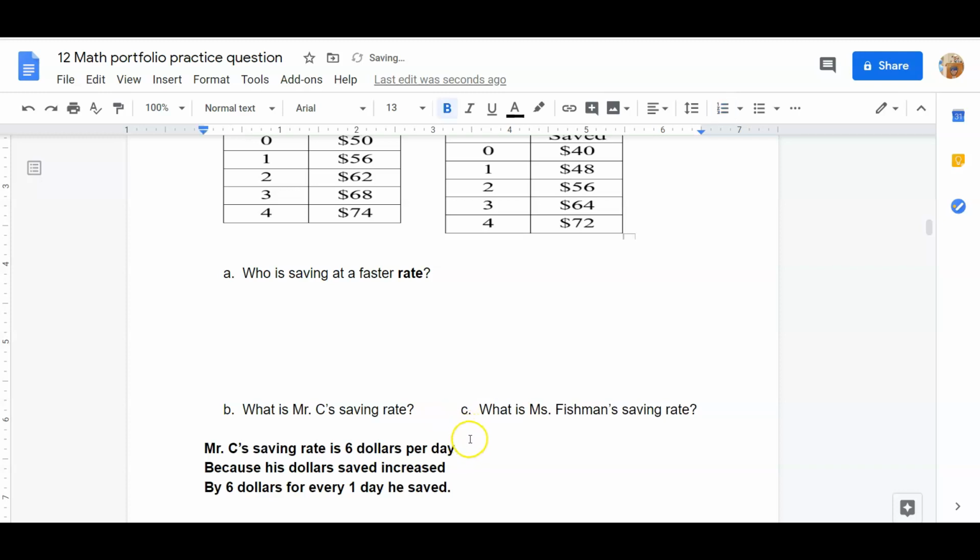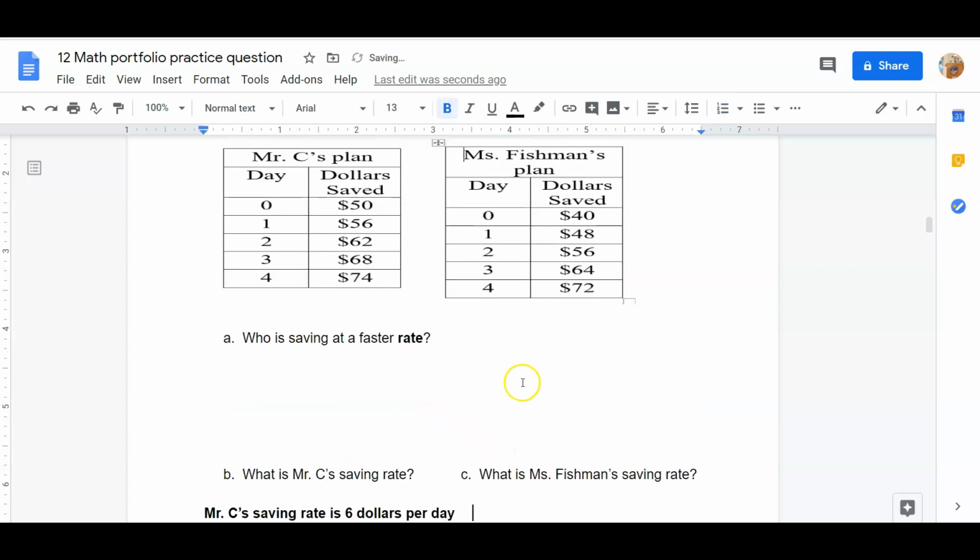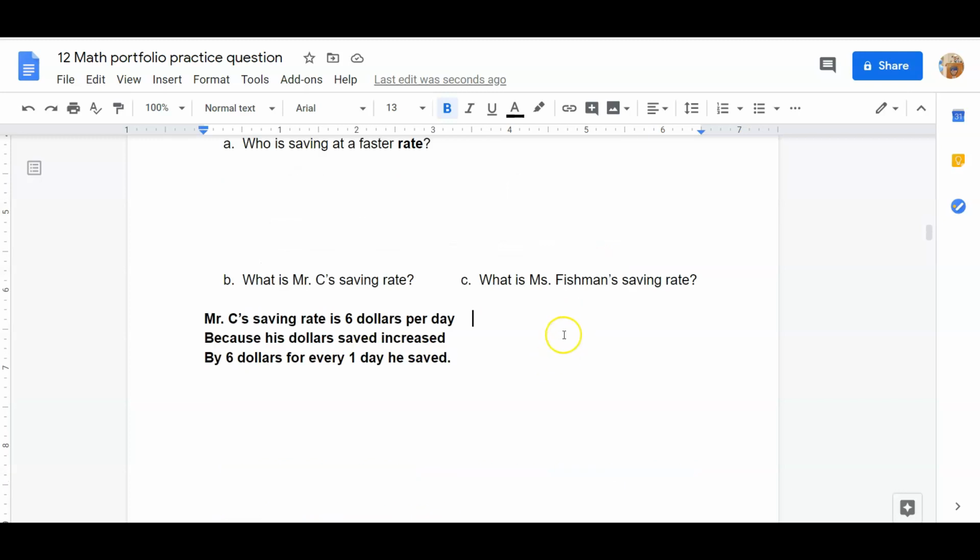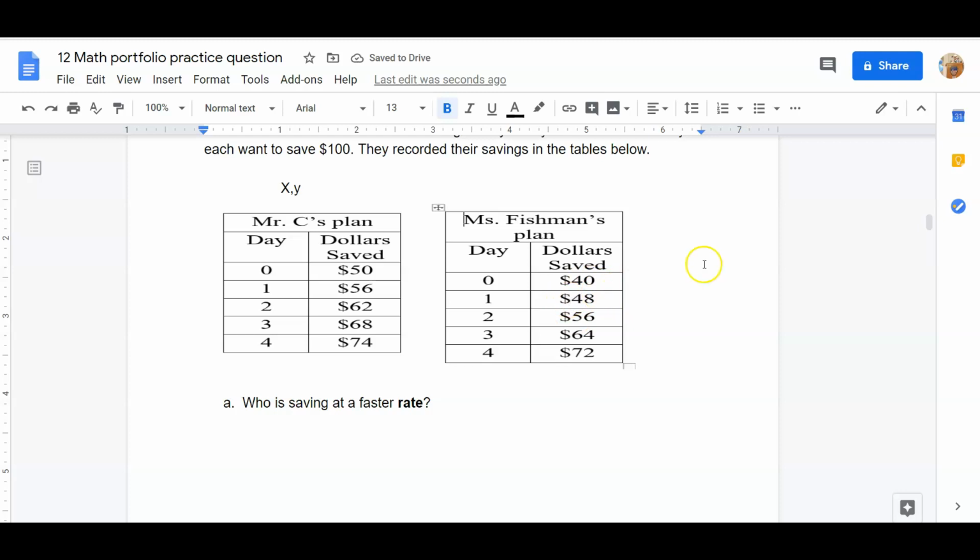And we're going to answer the one from Ms. Fishman the same way. So what is Ms. Fishman's saving rate? We look at the table. From day 0 to 1, we went from 40 to 48. It's an increase of $8. From day 1 to 2, we went from 48 to 56. Again, that's an increase of $8 and an increase of 1 day. We increase 1 day again to get to 3, and we increase another $8. So Ms. Fishman's saving rate is, you guessed it, $8.